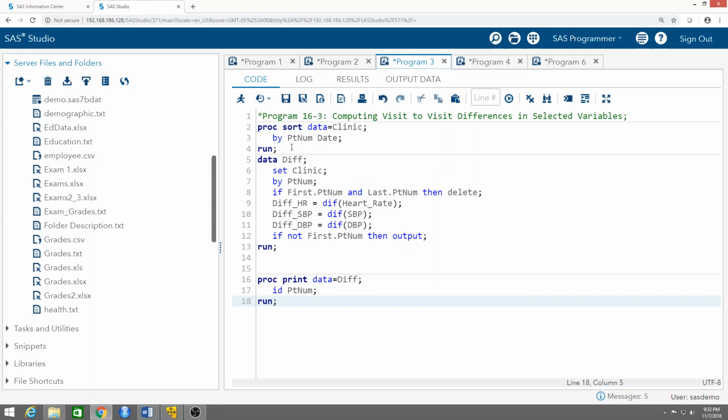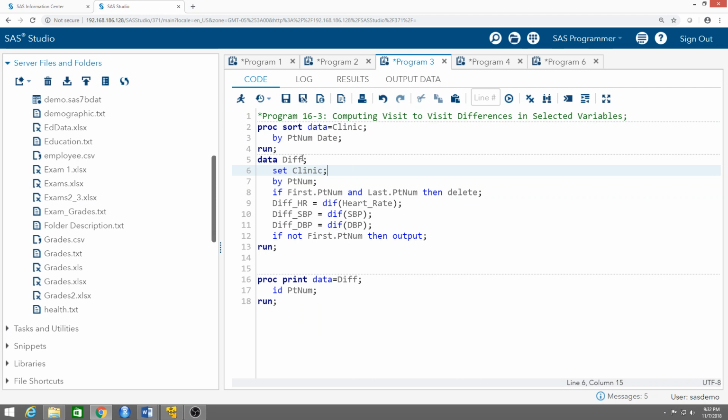Well, the first part of the program is, again, sorting the data set clinic by patient number and date. That's always something that you need to do. In this case, it's already sorted, but you don't really know whether the data that you're getting is sorted already. So you always sort the data set.